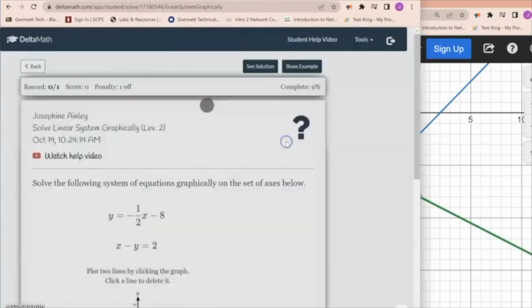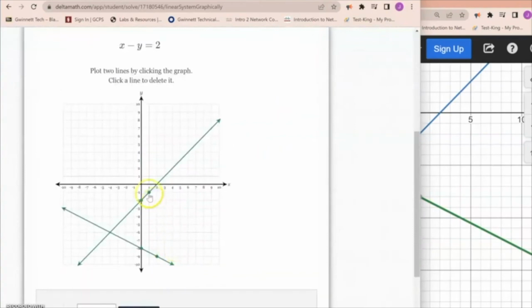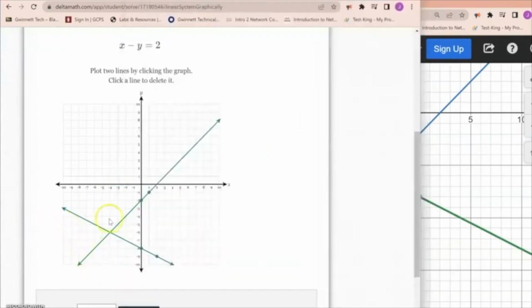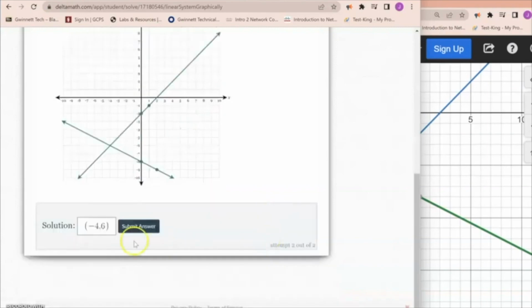So double check your intersection to make sure you copied your graphs correctly, which for some reason I didn't. -4, -6, that's fine. What did it say I did wrong? All right, I'm going to do the long way. So -8, 1 down, 2 right, that's fine. This is going to be minus x plus x minus 2, so -2. And it's going to be 1, up 1, right 1. That's fine. So what's wrong?